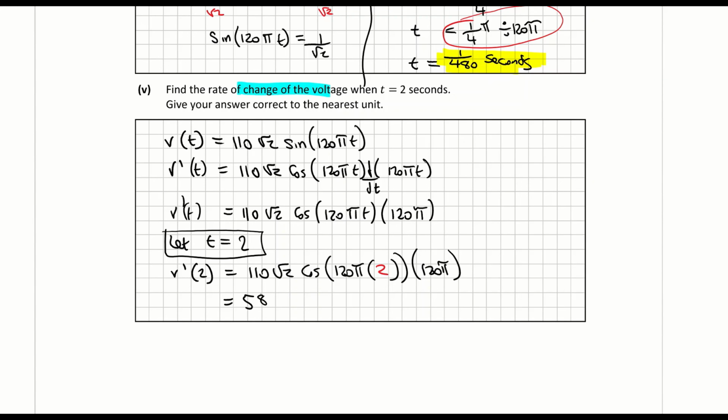So 58646.05. It's asking us to the nearest unit. So that's 58,646 volts. What, per second? It's talking about volts in seconds. So 58,646 volts per second is the rate of change when time is at 2 seconds. Okay, that is question 9 complete.